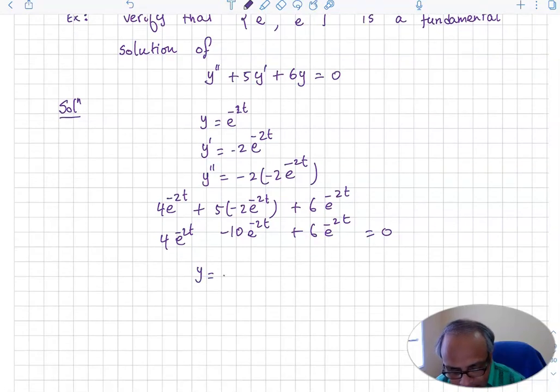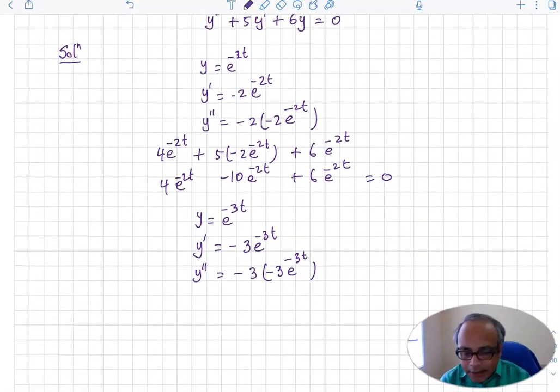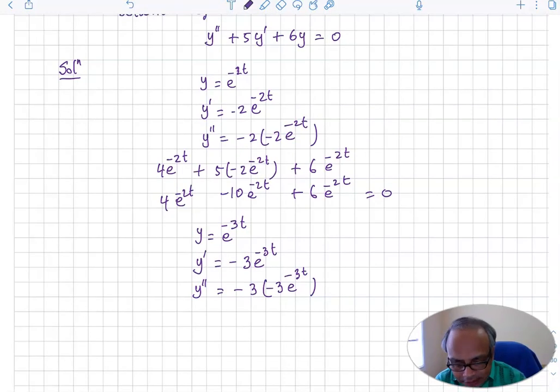Let's check e to the power negative 3t, whether this is also a solution or not. So you differentiate y to get y prime, then you take the second derivative. Now you substitute into the given differential equation.